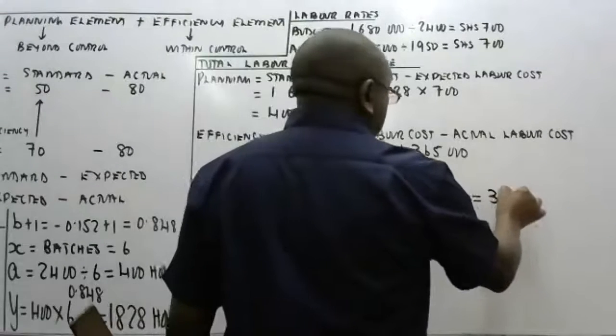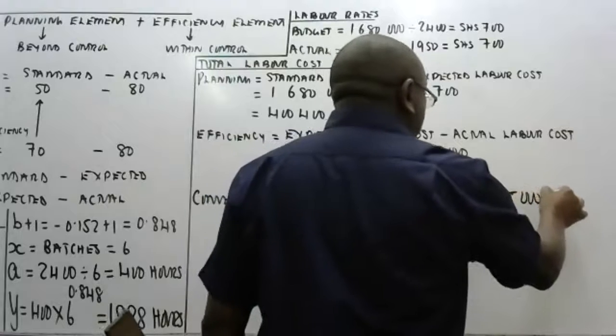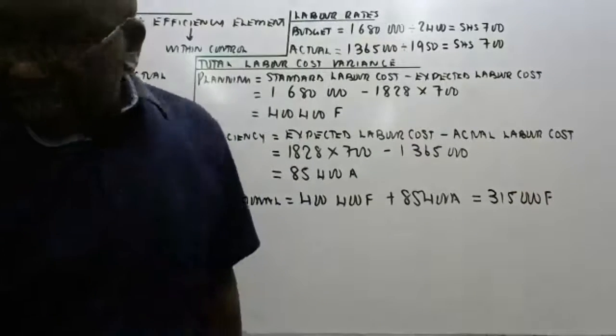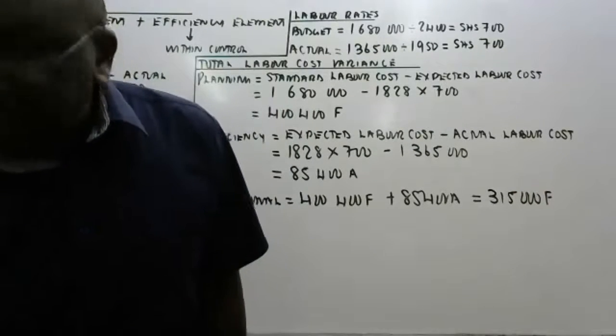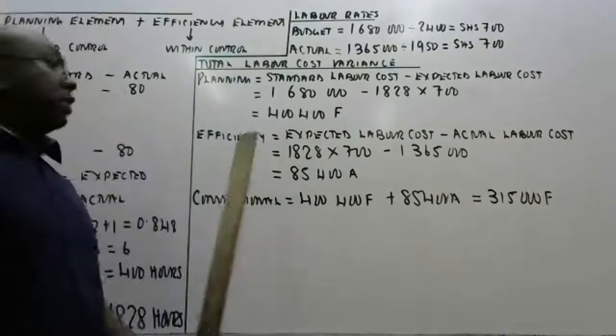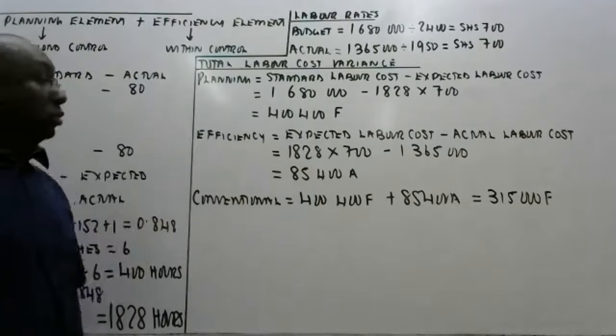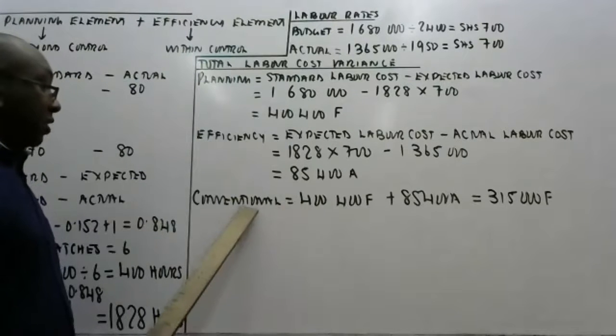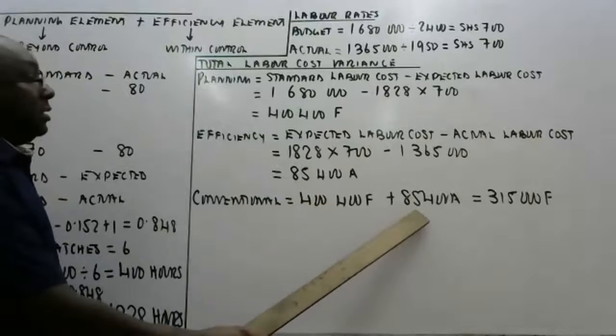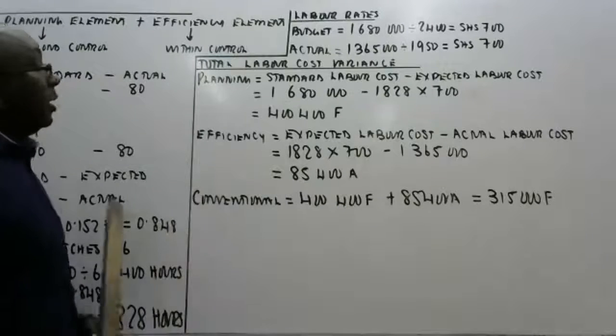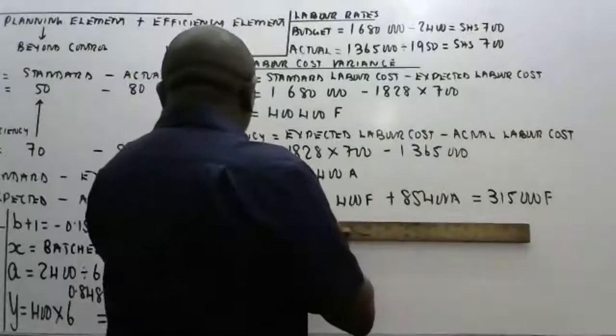It is $315,000 favorable. And you can see that is the one the examiner has given. $315,000 favorable. So that is what the examiner wanted you to do, to show that the conventional is the planning plus the efficiency. And let's go quickly to the next one.